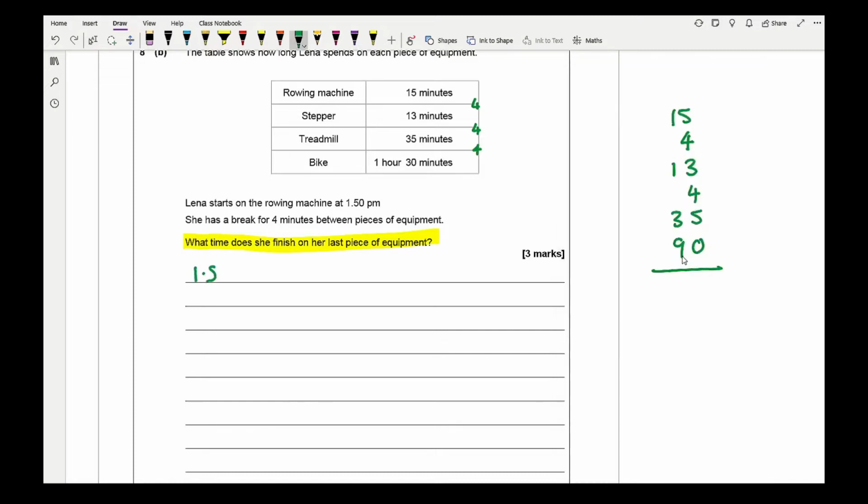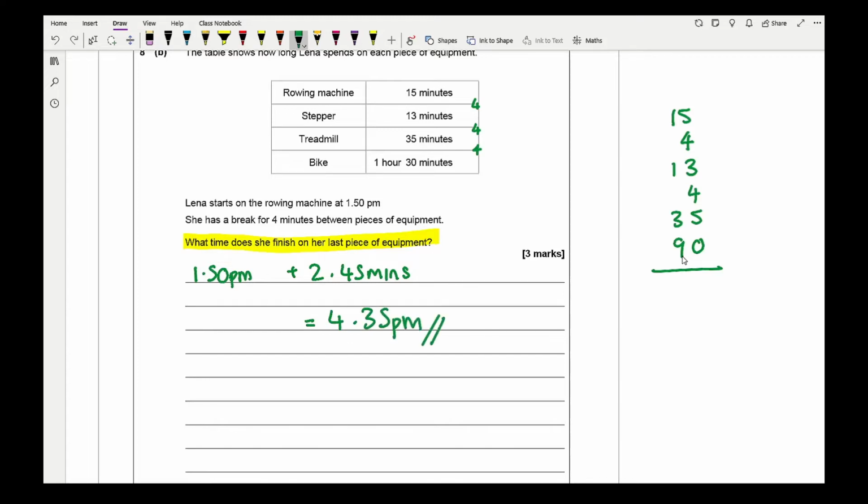So 1:50 p.m. plus 2 hours and 45 minutes is going to give me a time of 4:35 p.m. and there is my final answer.